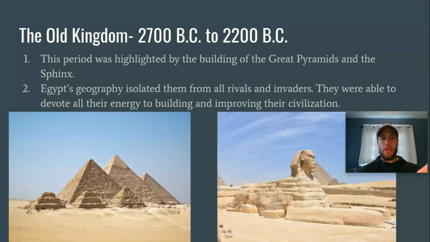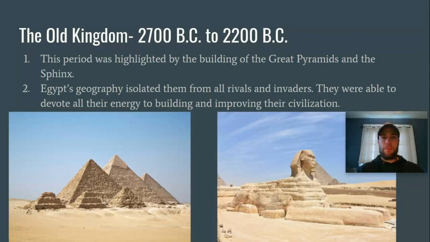Number 2, you'll notice on there is that, again, during this kingdom, Egypt's geography really, really protected and isolated it. And there just aren't that many humans on Earth. And so all of the rivals and potential invaders and disruptors of their civilization just can't get into Egypt. And so Egypt's able to spend all of their resources and time and energy developing the pyramids, right? And the Sphinx. Really, really impressive buildings.